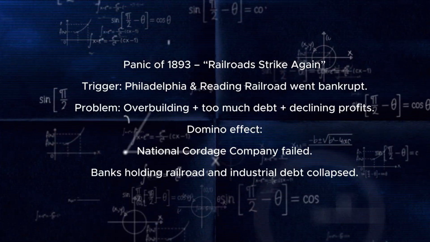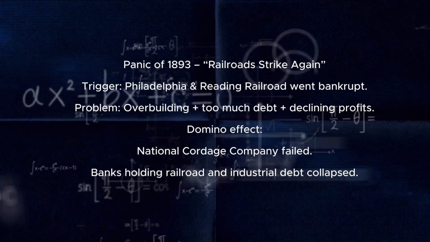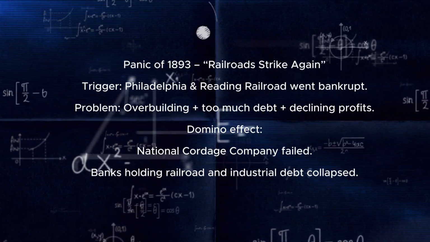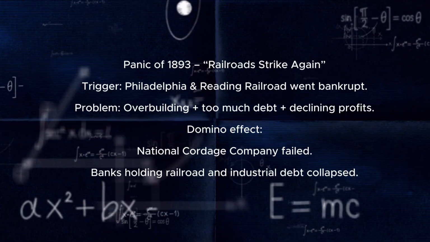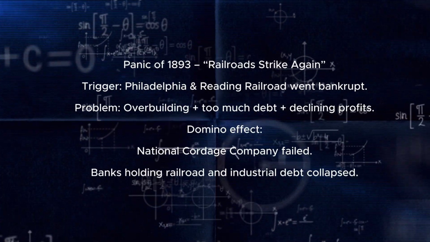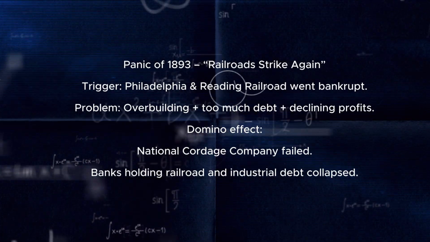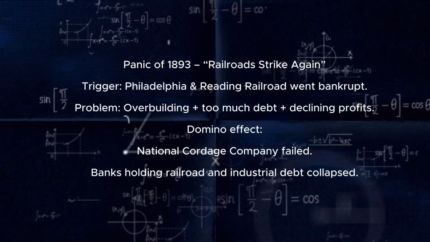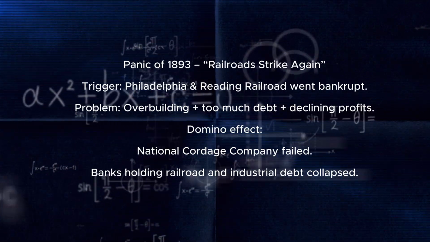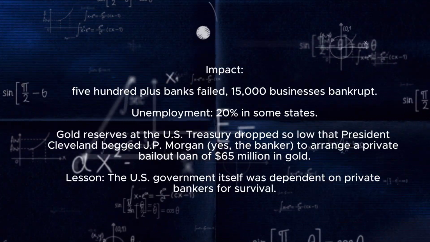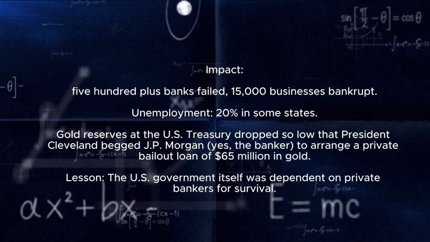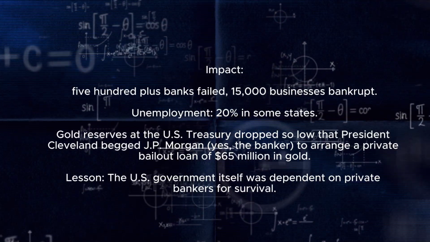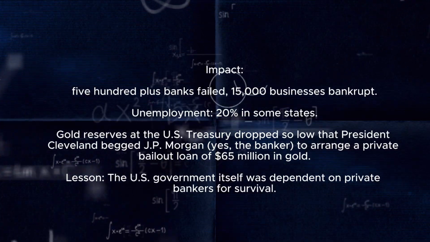Panic of 1893: railroads strike again. Trigger: Philadelphia and Reading Railroad went bankrupt. Problem: overbuilding plus too much debt, plus declining profits. Domino effect: National Cordage Company failed. Banks holding railroad and industrial debt collapsed. Impact: 500+ banks failed. 15,000 businesses went bankrupt. Unemployment reached 20% in some states.